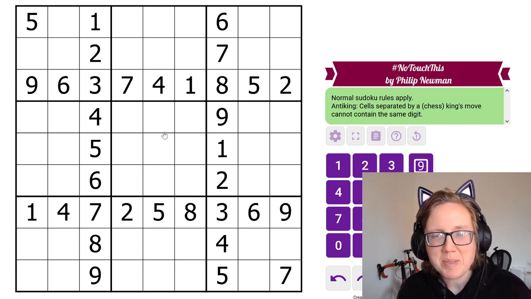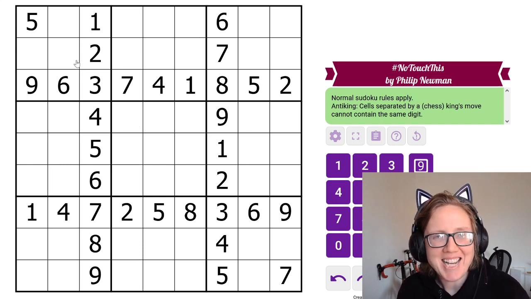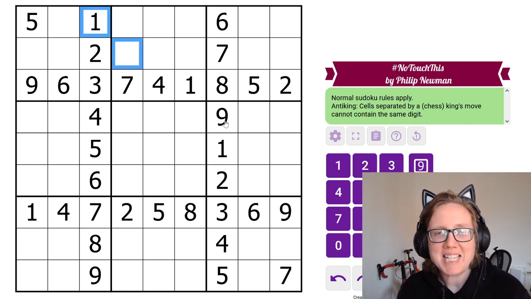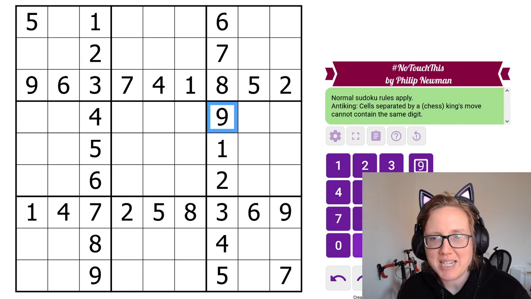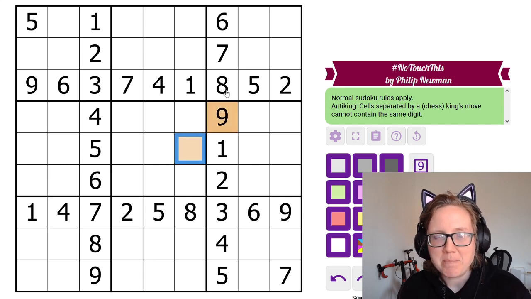Hello. So I'm solving Philip Newman's "No Touch This." This is an anti-king Sudoku, which means that digits that are separated by a king's move in chess, or in other words, digits that are diagonally adjacent to each other, can't be equal. So for example, because there's a 9 here, there can't be a 9 in this orange cell because those touch diagonally.